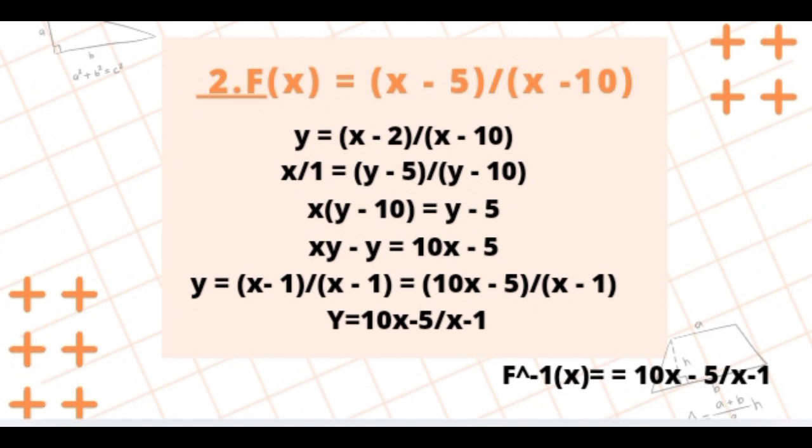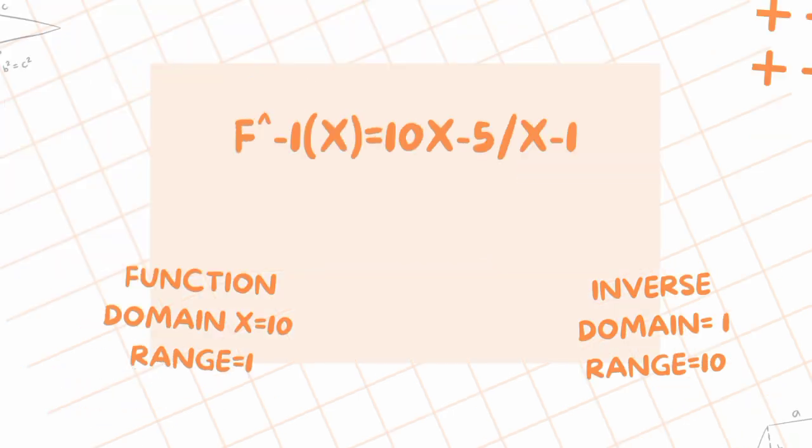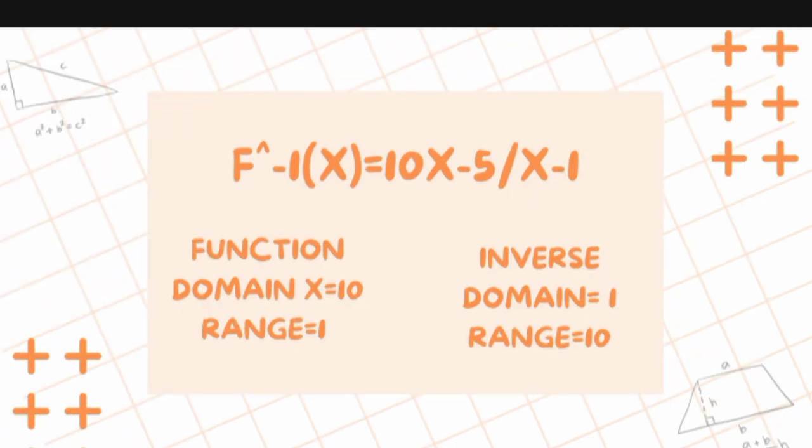So the inverse of the function is f inverse of x equals 10x minus 5 over x minus 1. Good job, everyone. The domain of the function is all reals except 10 and the range is all reals except 1. And then the domain of the inverse is all reals except 1 and the range is all reals except 10.